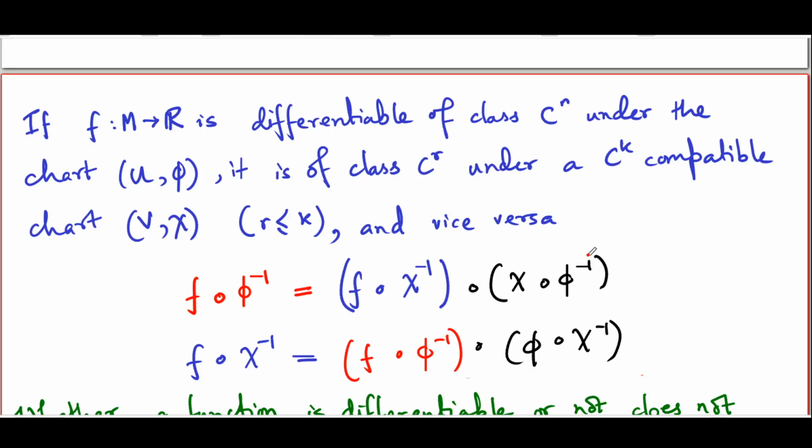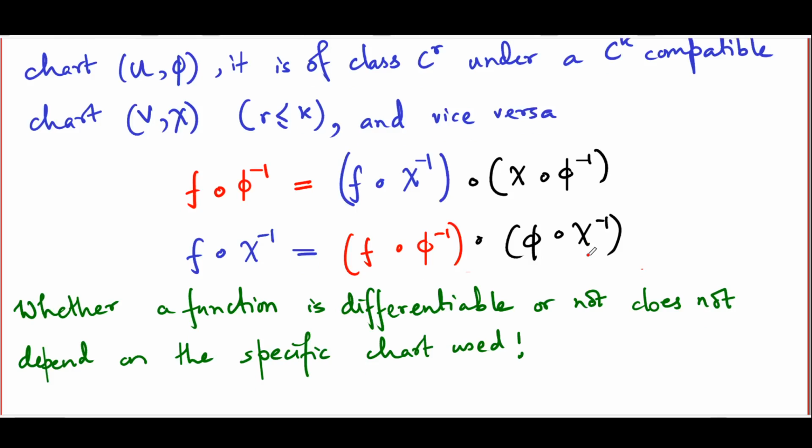And that is really the reason why we demanded the transition functions are differentiable up to class Ck. If they are differentiable up to class Ck, then you can talk about differentiability of a function up to any order less than or equal to k without worrying about which chart you use is going to affect your result. Whichever chart you use, you will get the same result.